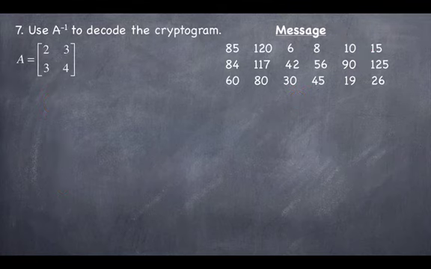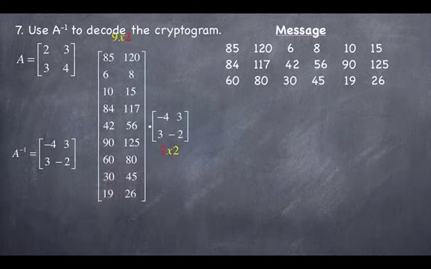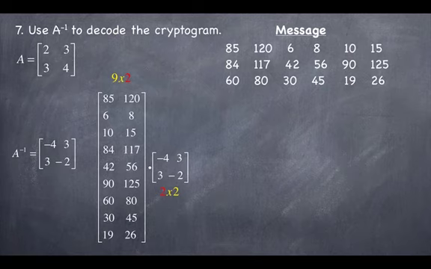It says use A inverse to decode the cryptogram. So this is the message that is encrypted, or is encoded, unreadable. So this is what I'm going to do. First, I'm going to find the inverse of A, and you should know how to do that.